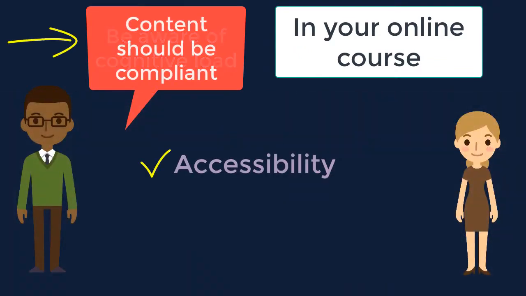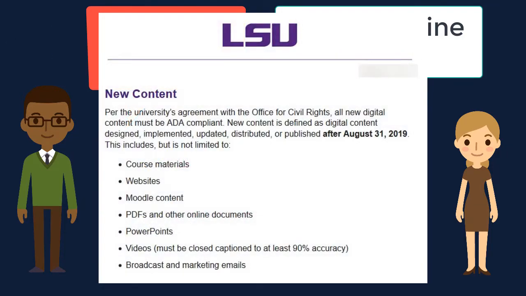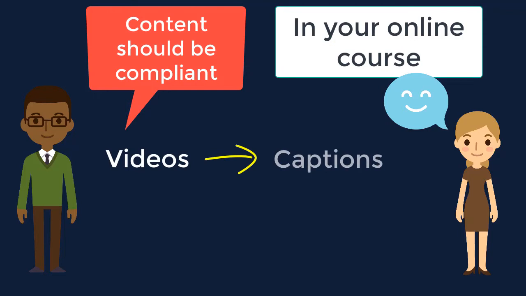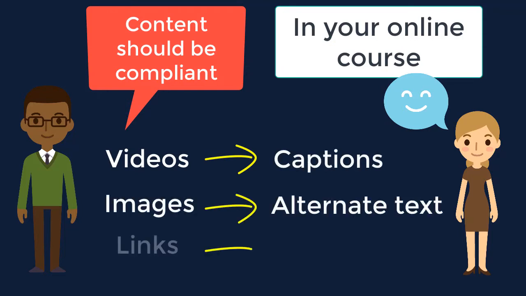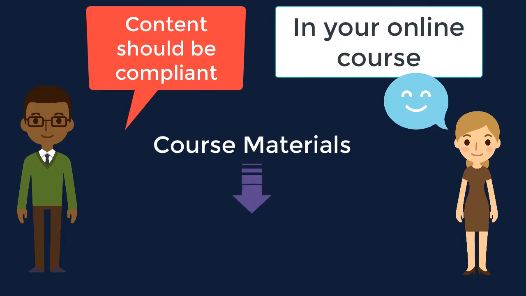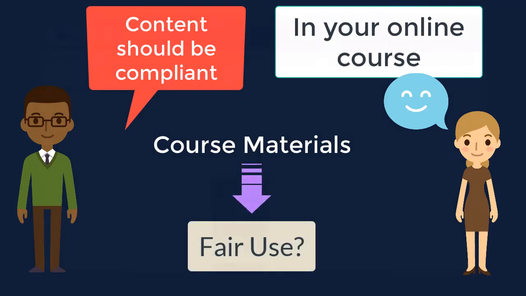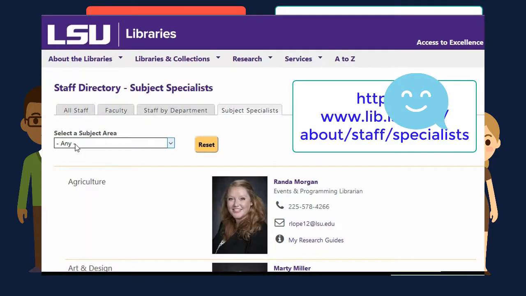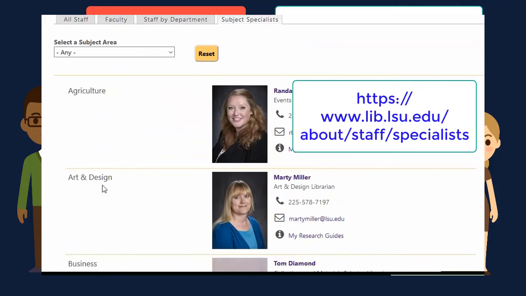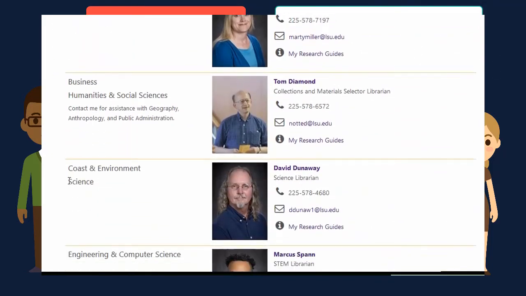Finally, content should be accessible and follow copyright law. Your course materials should be accessible to all students, which means that they should meet specific accessibility guidelines. For example, all videos should be captioned, images should include alternate text, and hyperlinks should open websites in the same window. Also, ensure that materials you add to your course fall within copyright and fair use guidelines. If in doubt, your subject area librarian is able to assist you in helping you determine what is within fair use and legal to share in your course, and what would infringe on copyright laws.